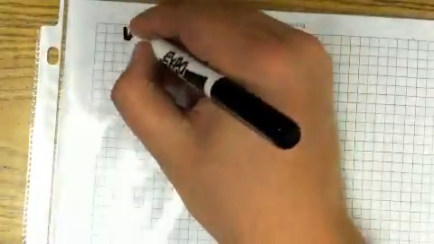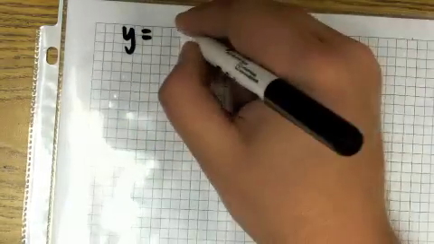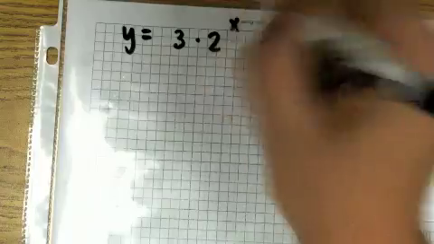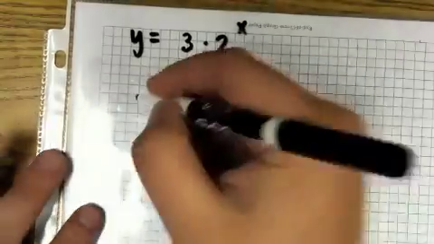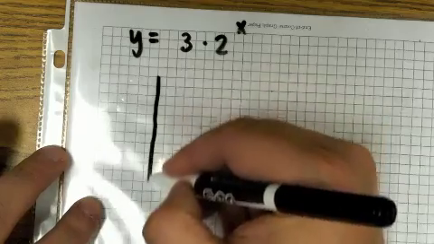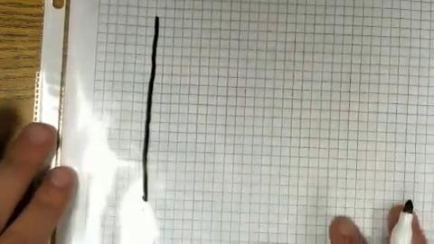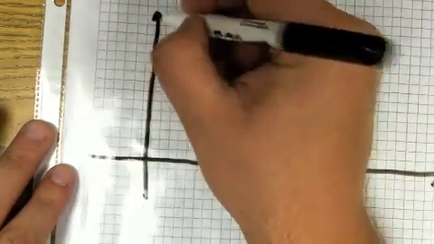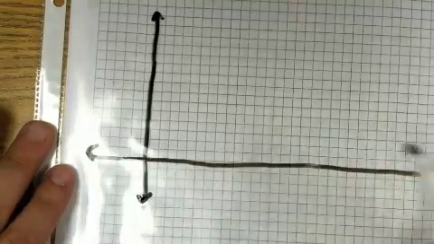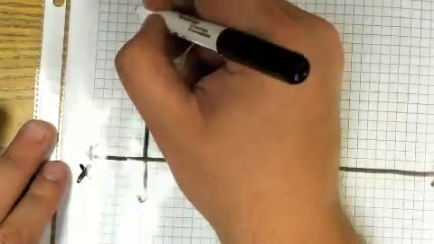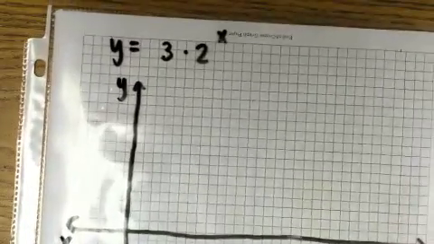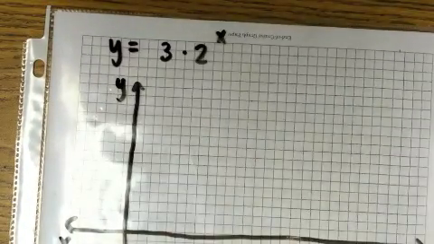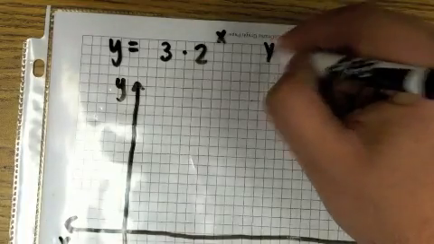Okay, y equals 3 times 2 raised to the x. Okay, so let me go ahead and set up my graph real quick. Remember, this is our x, this is our y. All right, so let's look at the equation here. 3 times 2 to the x. What can you tell me? What's the y-intercept going to be?